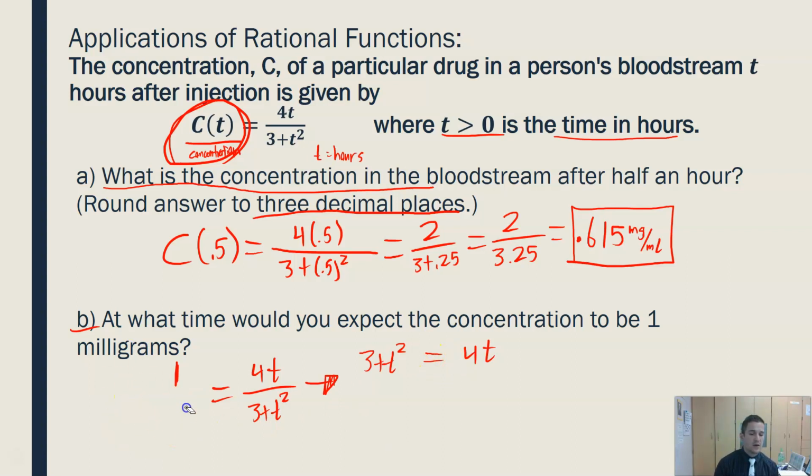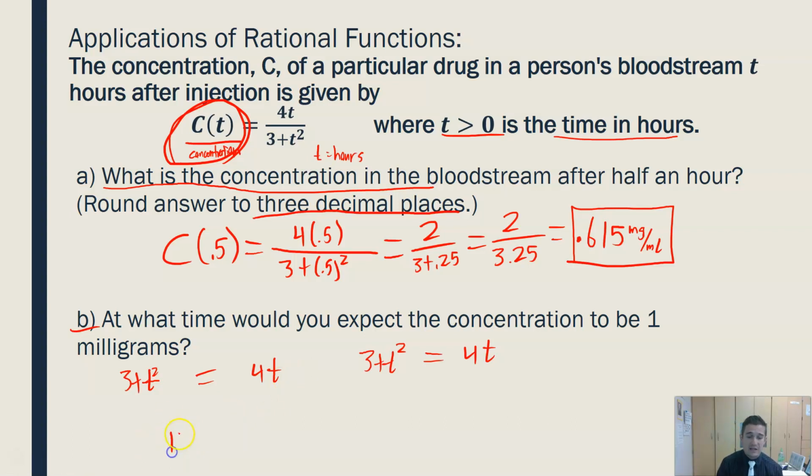Another way you could think about solving this problem is, since I have 4t divided by 3 plus t squared, I don't want anything in the denominator. So in order to simplify this, since I'm dividing by 3 plus t squared, I would multiply by 3 plus t squared on both sides. Because notice how 3 plus t squared divided by 3 plus t squared just cancels, and I'm left with 4t equals 1 times 3 plus t squared, which is just 3 plus t squared. Notice I get the same thing, so there's a couple different ways I could set up this equation.